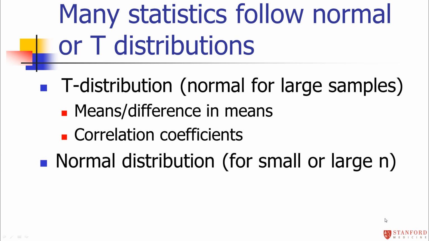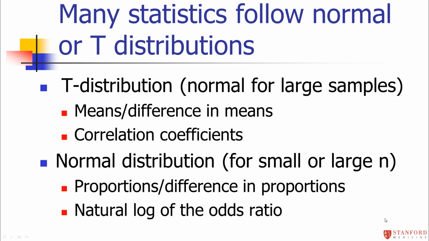Things that follow normal distributions, whether or not you have a small or large n, that is, it's always on a normal distribution, include proportions, risks, differences in proportions, and a statistic that has to do with the odds ratio. And since we spent a lot of time on the odds ratio in week 2, I thought I'd just introduce this now. It's not quite the odds ratio that follows a normal distribution. It's the natural log of the odds ratio that follows a normal distribution.